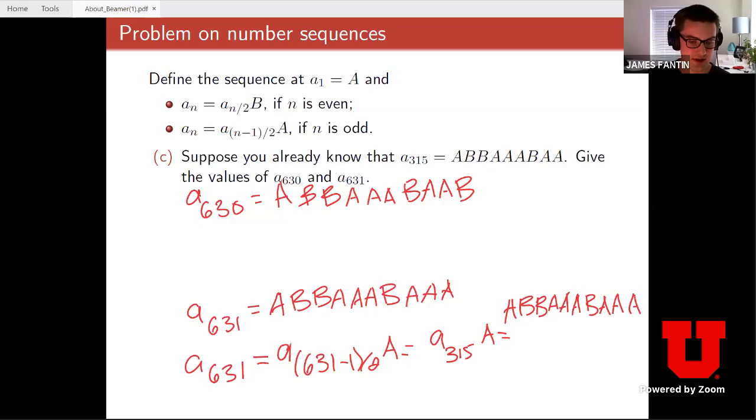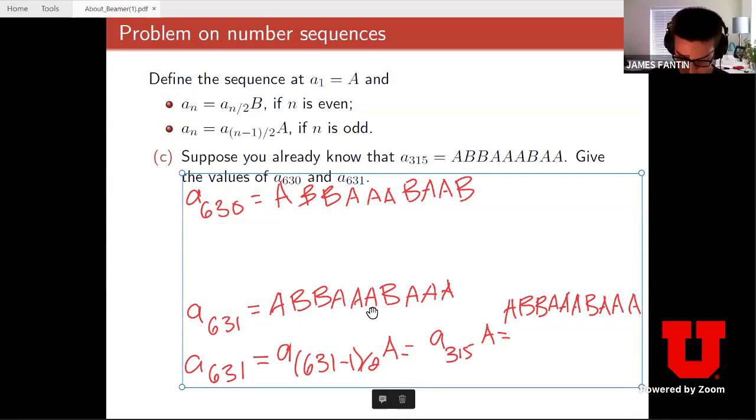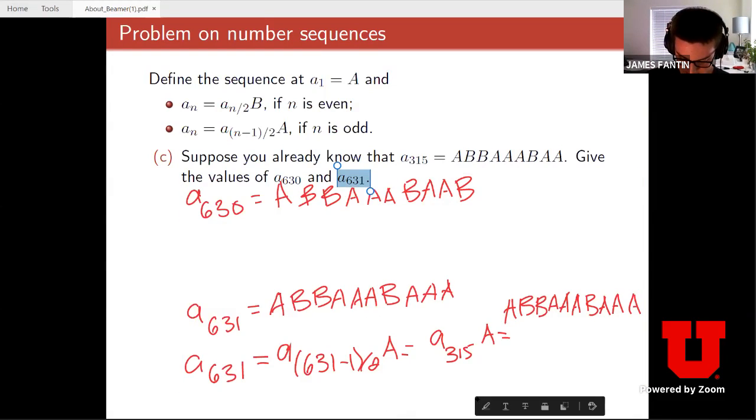So any questions on this problem for how we got either of those two answers? No, looks like we got it. So let's go ahead to the second problem.